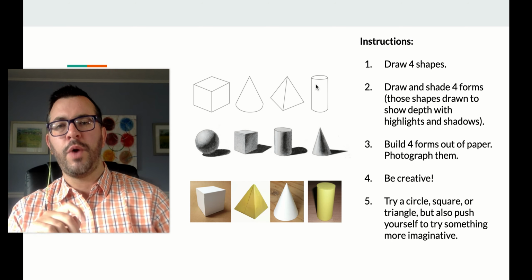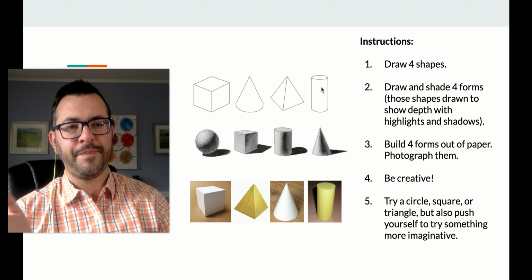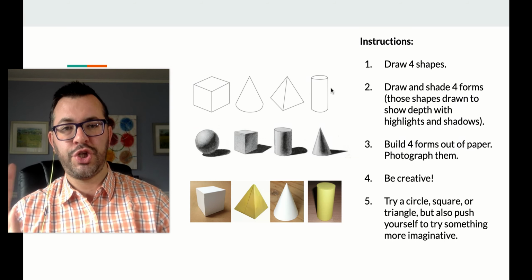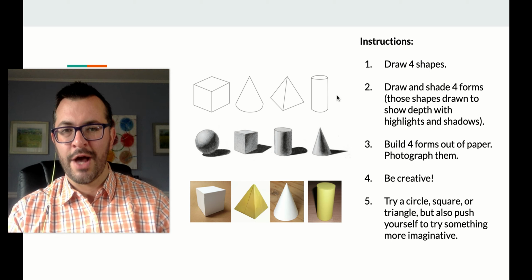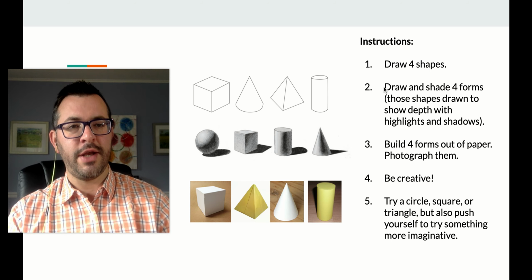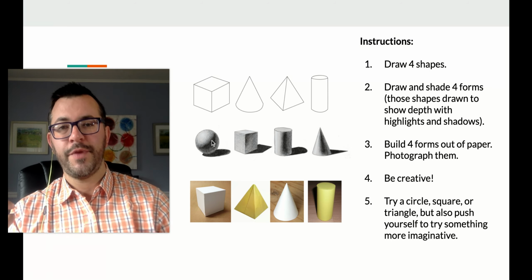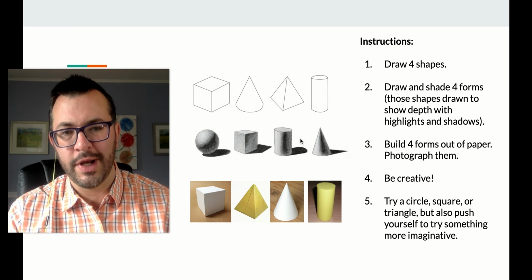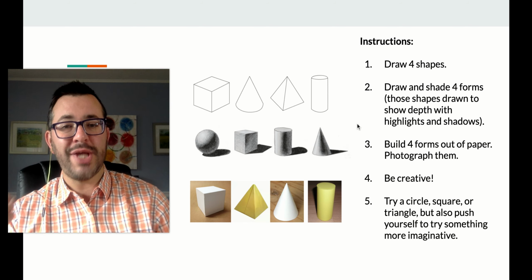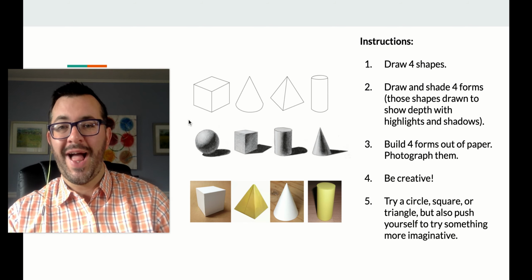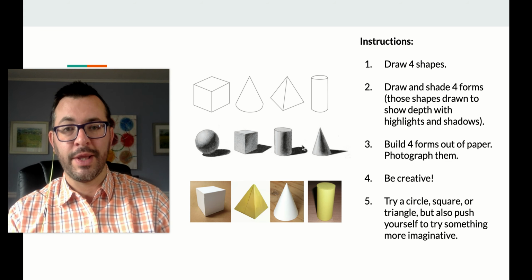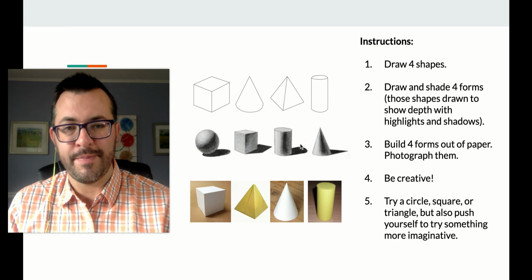So step number 1, draw 4 shapes. They can be whichever ones that you want. They're going to be just the line drawings. So like you see here, just the outlines. Then you're going to draw and shade 4 forms. So they can be the same ones, they can be different. That's totally up to you. And you're going to shade those to show depth with highlights, shadows, cast shadows, right? Like in the example here, and like we've seen throughout all of these examples.